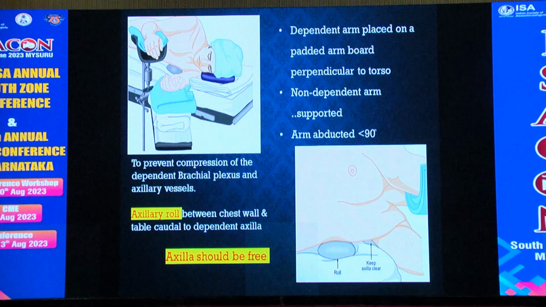So the dependent arm and the non-dependent arm both should be padded, and I should press on this, that is the axillary roll. It is a misnomer that the axilla should be free. The axillary roll should be placed between the chest wall and the table, caudal to the dependent axilla, in order to prevent compression of the neurovascular bundles.